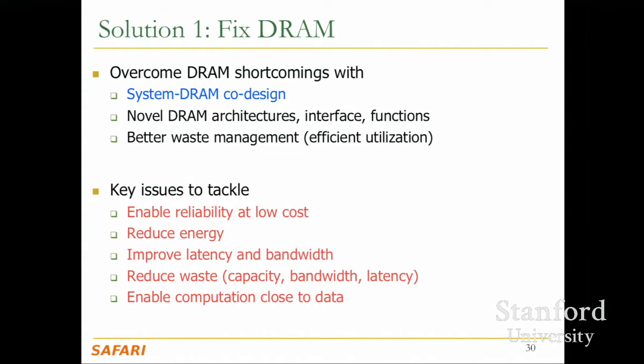And improving latency and bandwidth is important. I'm not sure if I'll get to talk about this, but especially reducing latency, there's a lot we can do in this area in DRAM, because we're really wasting a lot of the latency. Our timing parameters are designed for the worst case. And reducing waste in capacity, bandwidth, and latency, that's, I think, very promising also.